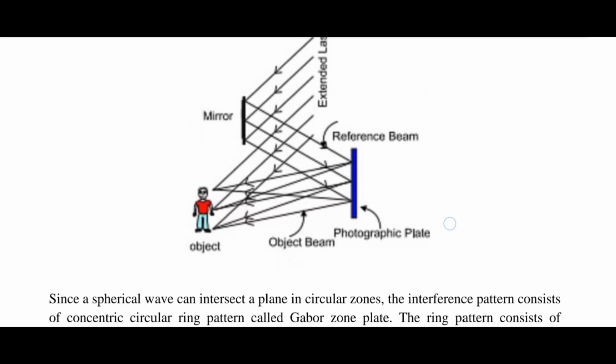Since the spherical wave intersects a plane in circular zones, the interference pattern consists of a concentric circular ring pattern, the Gabor zone plate. The ring pattern is successively constructive and destructive. A countless number of Gabor zone plates are produced, and each plate is slightly displaced from the other. The recorded pattern of all such plates is called a hologram.